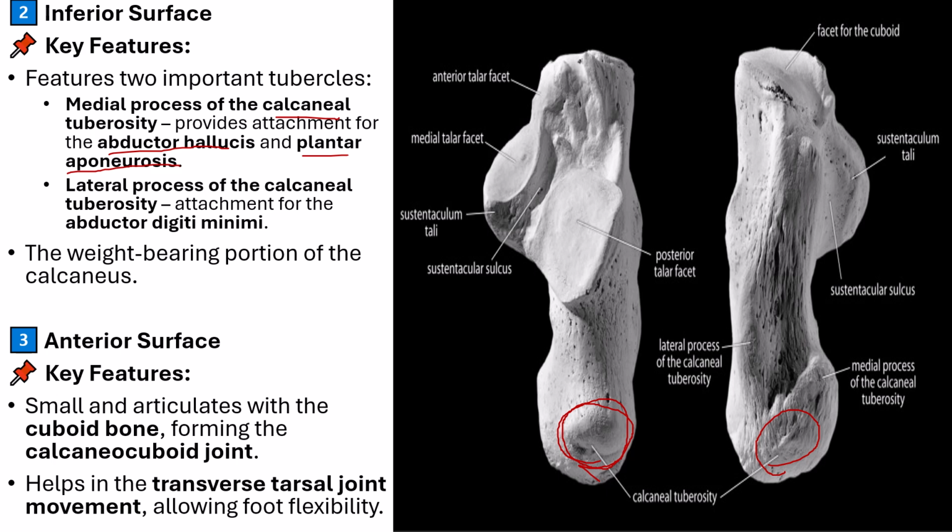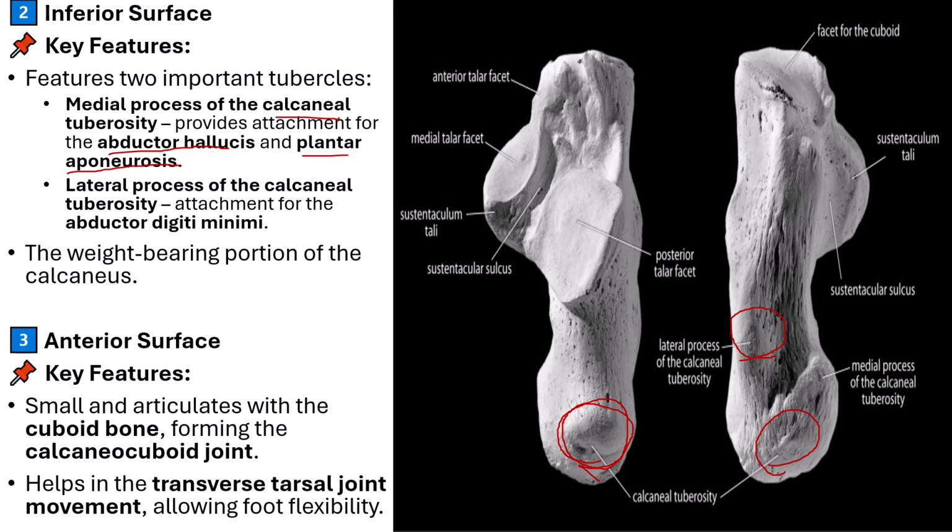And the another one is the lateral process of the calcaneal tuberosity, which provides attachment to the abductor digiti minimi, and along with that they both work biomechanically and contribute to make the foot arch and movement, and due to that these are majorly responsible for weight distribution.